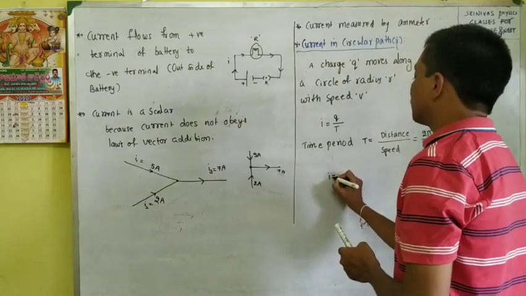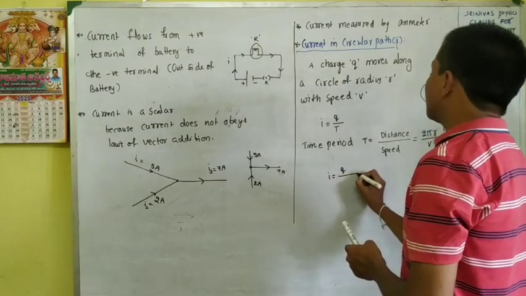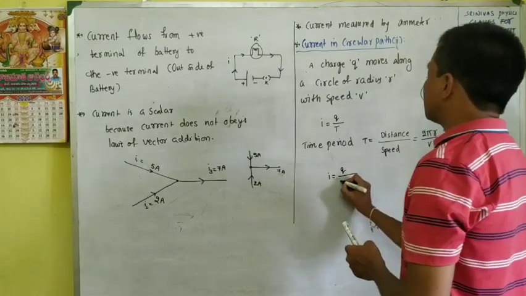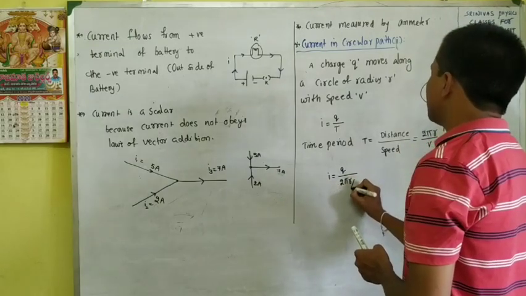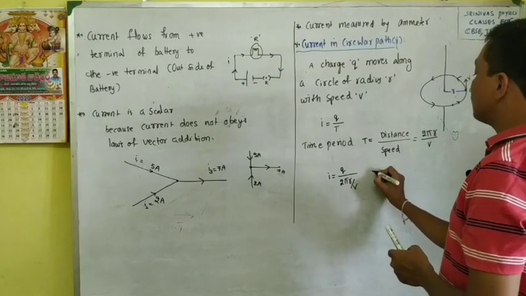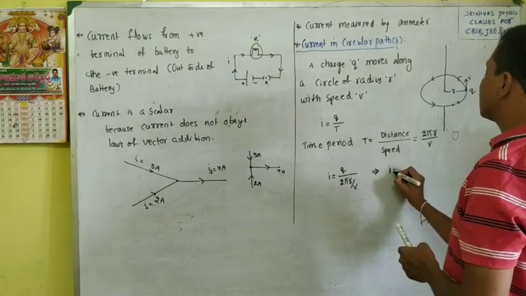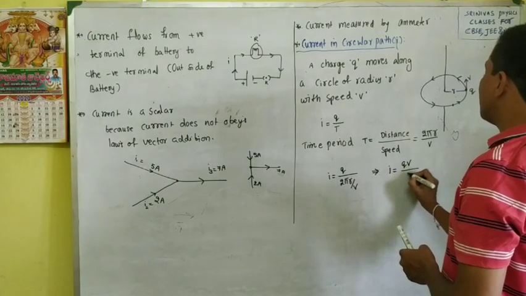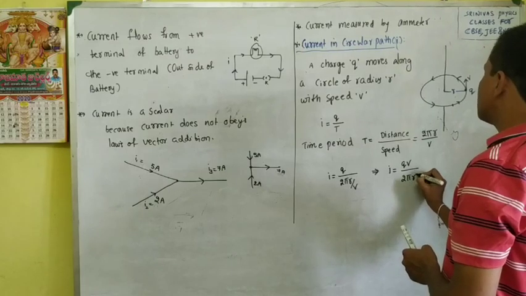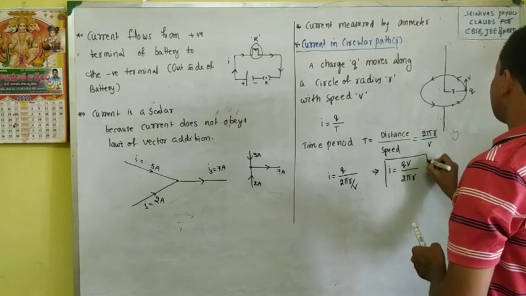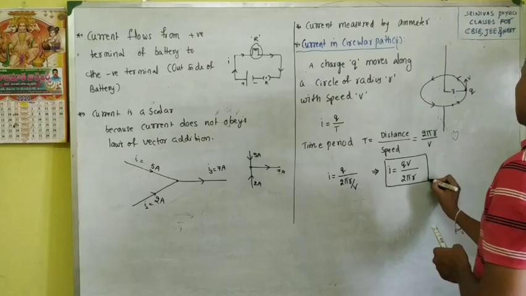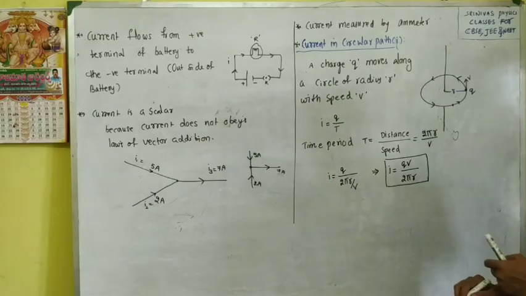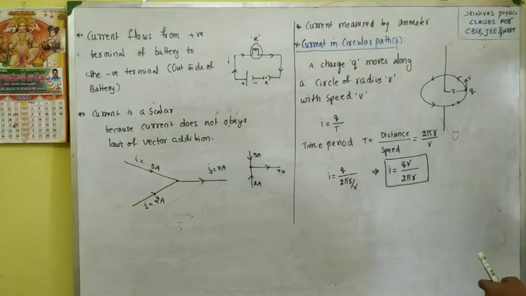Then the current I is equal to q by capital T. What is capital T here? 2 pi r by v. Then what will we get here? I is equal to qv by 2 pi r. Right? This is the formula for current in circular path.